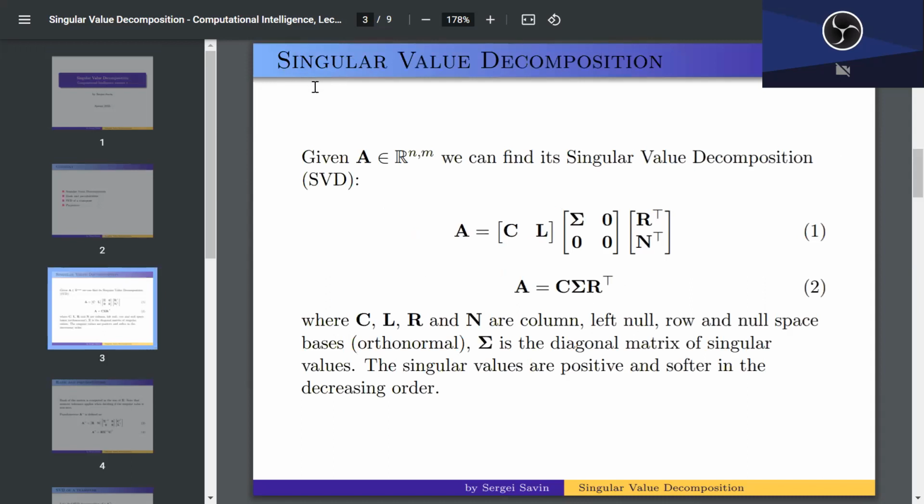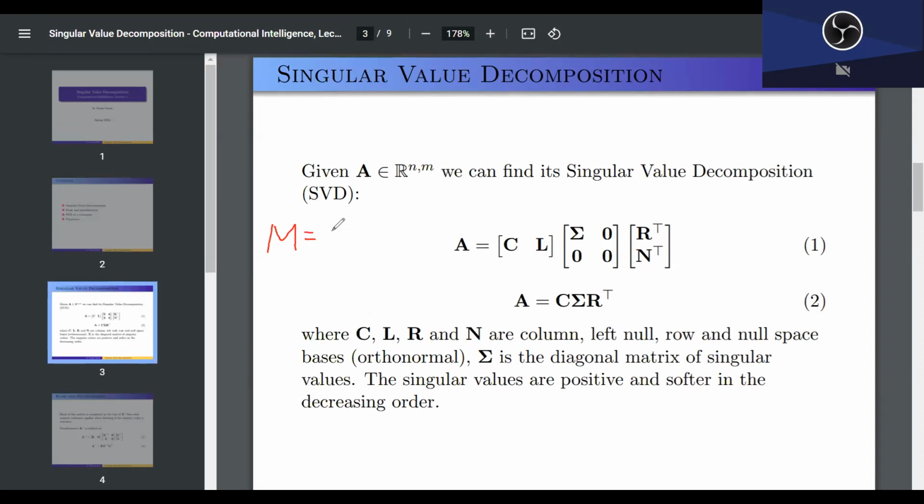Normally SVD is written something like this. You have a matrix M, and you say that it is equal to U big sigma V transposed. That's how you usually write it on Wikipedia, in many of the standard textbooks, etc.